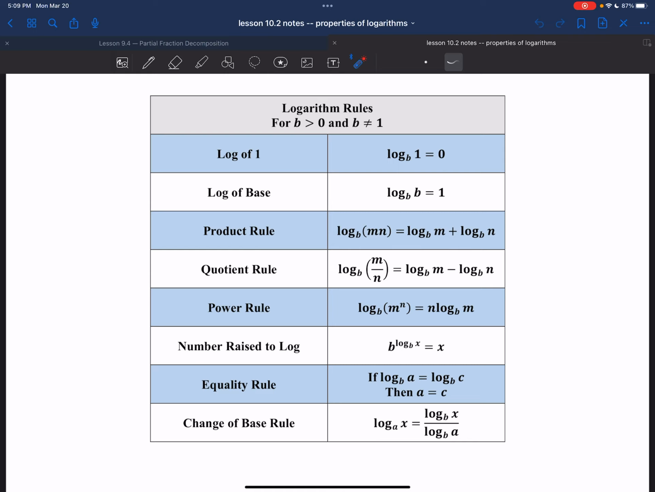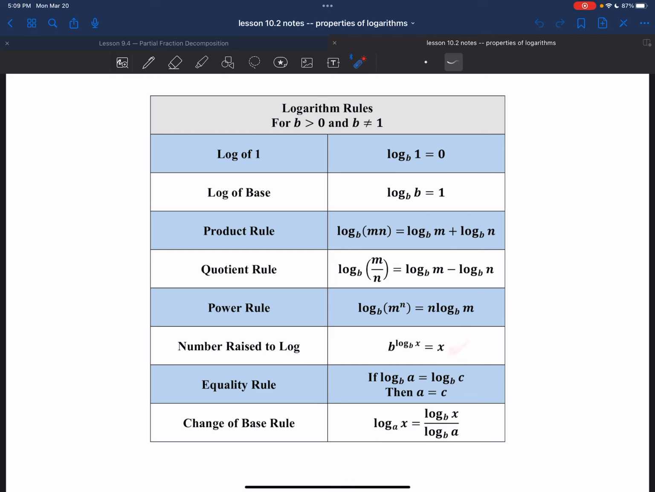Number raised to a log, well, this is also pretty self-evident. It kind of looks goofy, but if you convert this back to exponential form, like if you just use b to the x equals a becomes log base b of a equals x, right? If you just use that, you find that log base b of x equals log base b of x. You find that, and of course that's true.